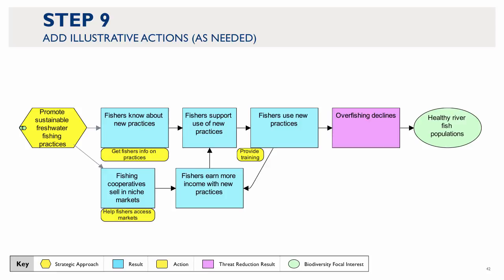Remember, the addition of illustrative actions to the results chain is an optional step. Even if illustrative actions are not included, the key components of the results chain have been developed up to this moment. Given the many uses of results chains, it may also be useful to have a version of the results chains with the action bubbles and one without. Now that we have added a few illustrative actions, in the next presentation, we will review the results chain and discuss whether it meets the criteria for a good results chain.